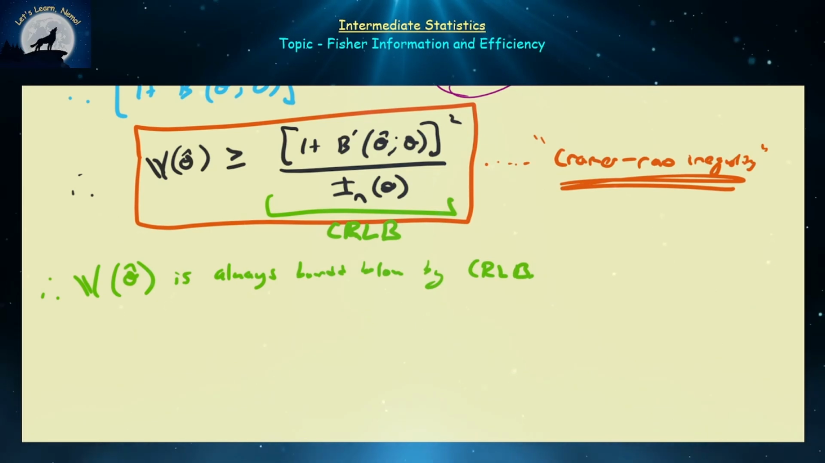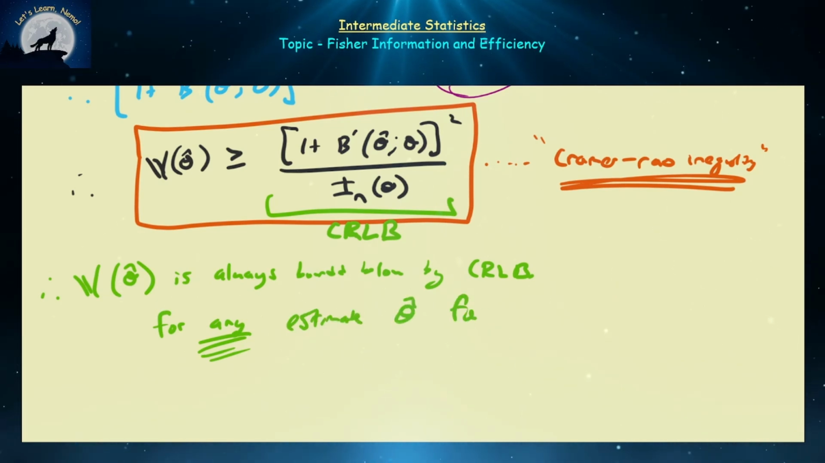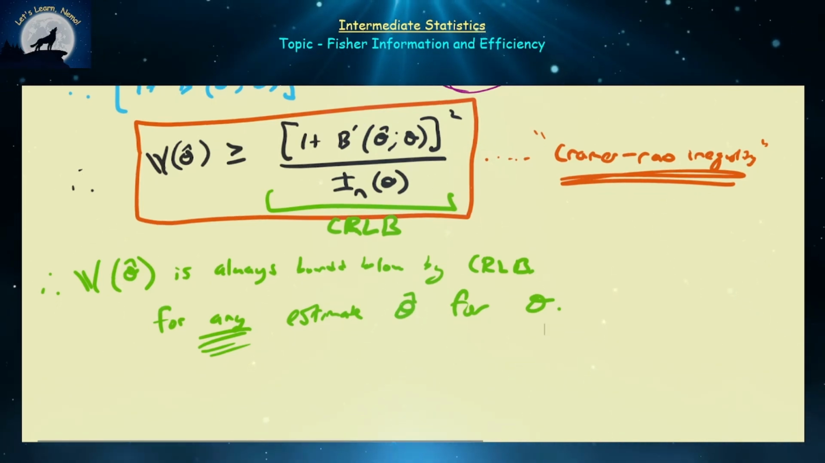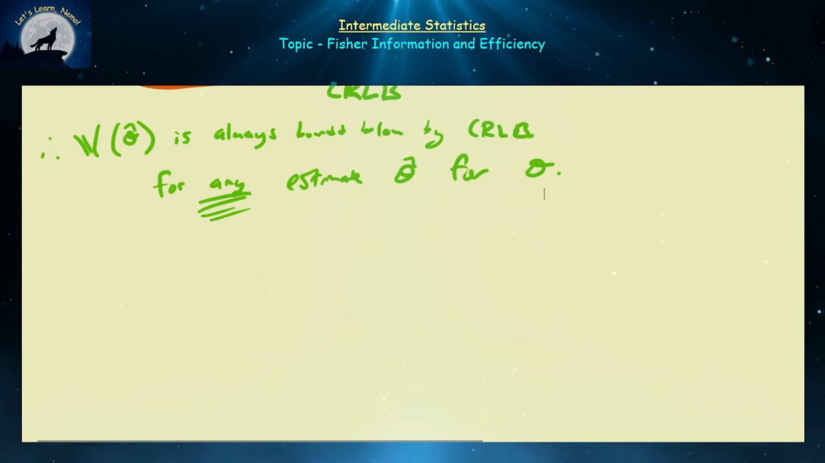The Cramér-Rao lower bound for any estimate theta hat for theta, even if theta hat is an MLE, even if theta hat is unbiased, even if theta hat is asymptotically unbiased, even if theta hat is biased, the variance of that estimator is always bounded below by this Cramér-Rao lower bound. Right? So that's actually very, very important.